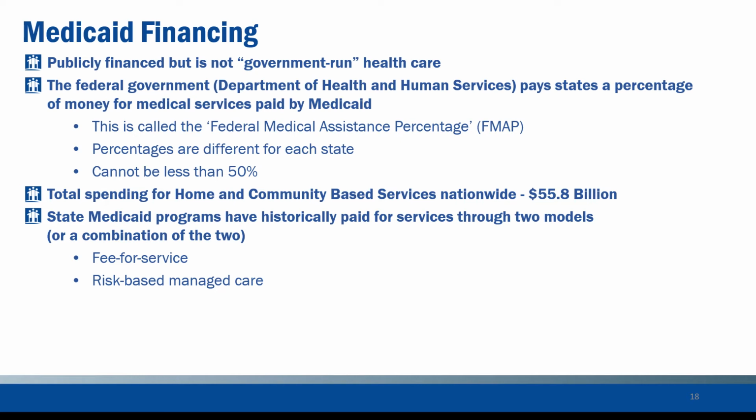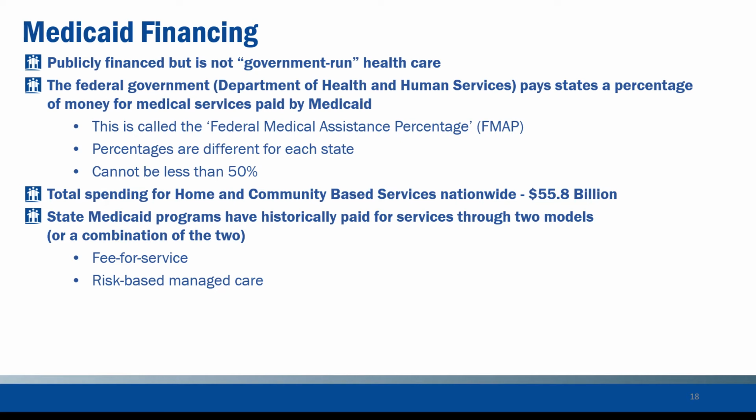Percentages are different for each state and cannot be less than 50%. One of the programs through Medicaid is the Home and Community-Based Services Program, or as we call it, HCBS. Nationwide, Medicaid finances $55.8 billion through HCBS programs.